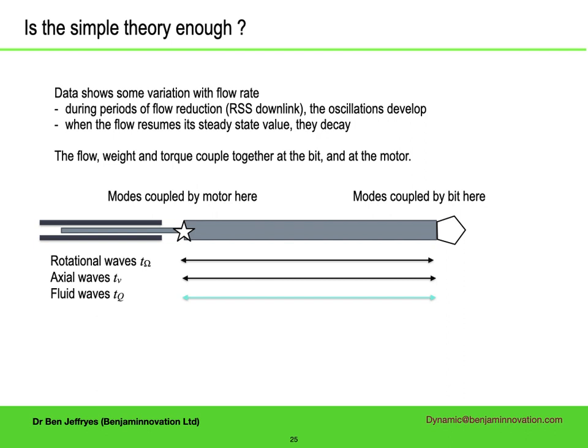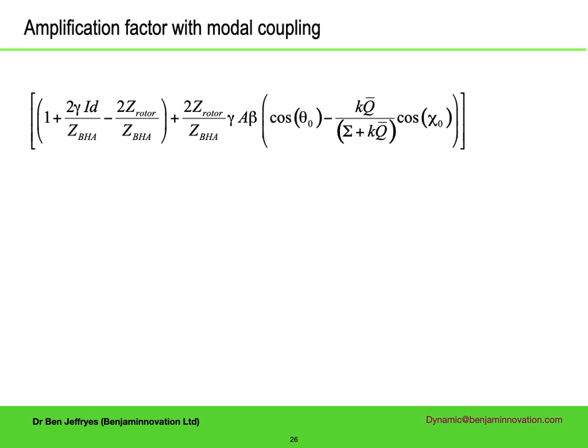A motor couples rotational, axial and acoustic modes, as does the bit. So while the rotational modes of the system are undoubtedly the most important factor, what happens if we include axial and fluid effects? If we look at the resonance as being a perturbed version of the purely rotational system, with the bit model and motor model we've used before, this comes out as the amplification factor. I will take you through it.